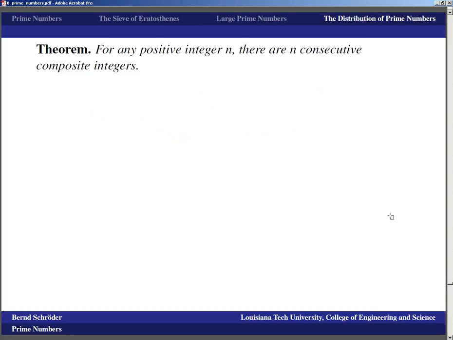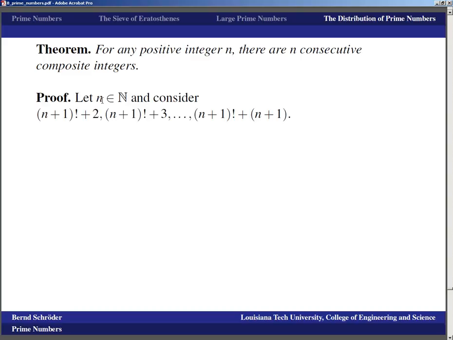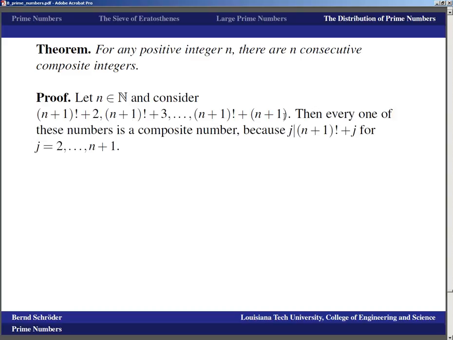it is also true that for any positive integer n, there are n consecutive composite integers. So there are arbitrarily long gaps in the sequence of prime numbers. Because, well, how do we do that? Well, we realize that if n is a natural number, then (n+1)! + 2, (n+1)! + 3, all the way to (n+1)! + (n+1), every one of those numbers is a composite number because j divides (n+1)! + j, and we've got n of those numbers, and so that's the proof of that.